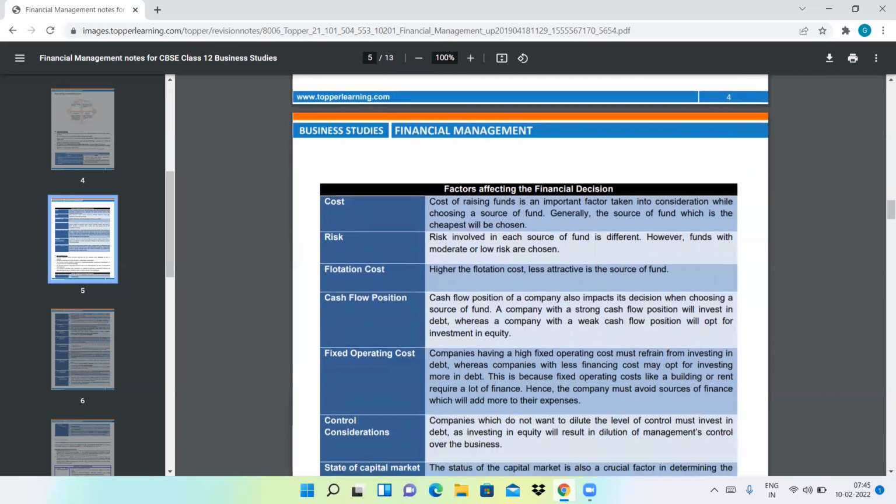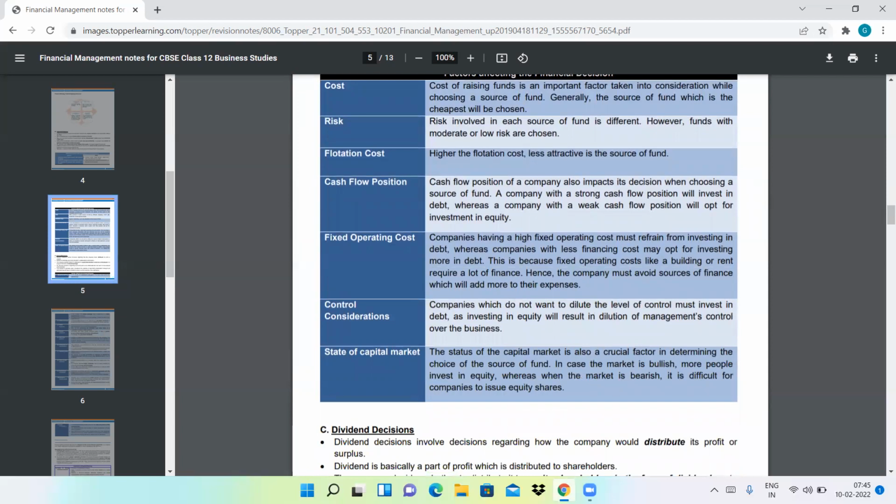Now coming to the factors affecting the financing decision. The first factor is cost. The cost of raising funds is a very important factor to be taken into consideration because it impacts the profitability and smooth functioning of the business. So we have to find the cheapest possible source from which funds can be raised and employed for better productivity in the organization. That is the first important factor while deciding the source, either equity or debt.